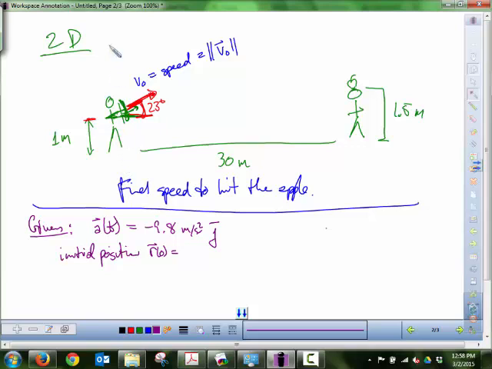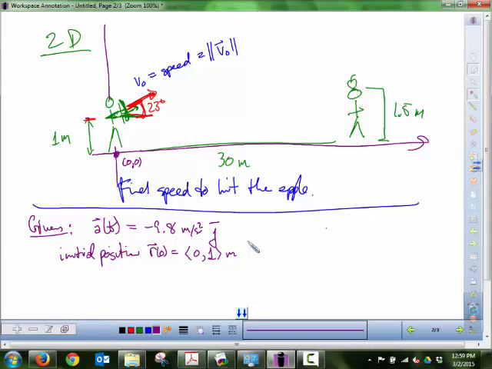And this is going to be, if we set the axis to be 0, 0 here, and then we said that this arrow is being shot 1 meter above the ground, so our initial position is going to be 0 in the x direction and 1 meter in the j direction, the height. Okay?